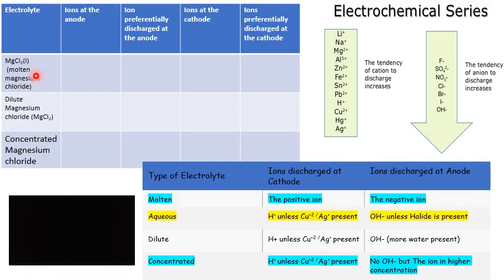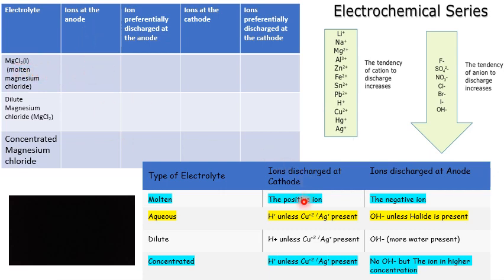So here we have some electrolytes, and we have them in different kinds of environments. One of them is in a molten form, the other one is in a dilute solution, and the other one is in a concentrated solution. Don't forget how it changes when the substance that it's placed in is different. So if we look at molten magnesium chloride, we know that in a molten form there's no competition because it's not in a solution.